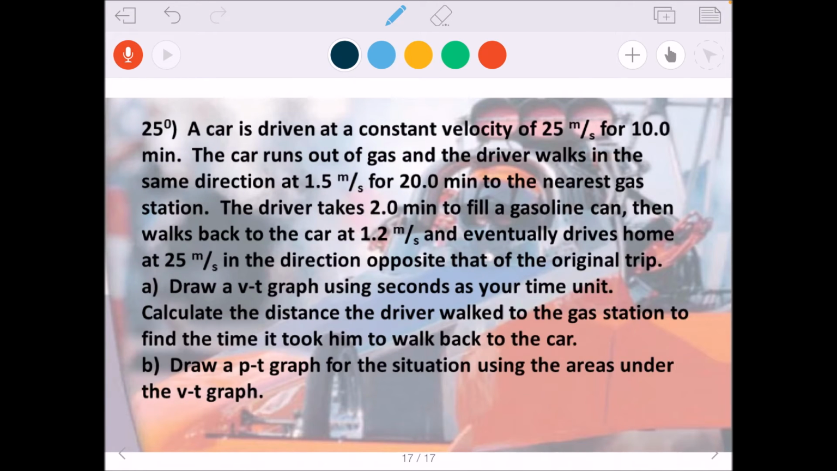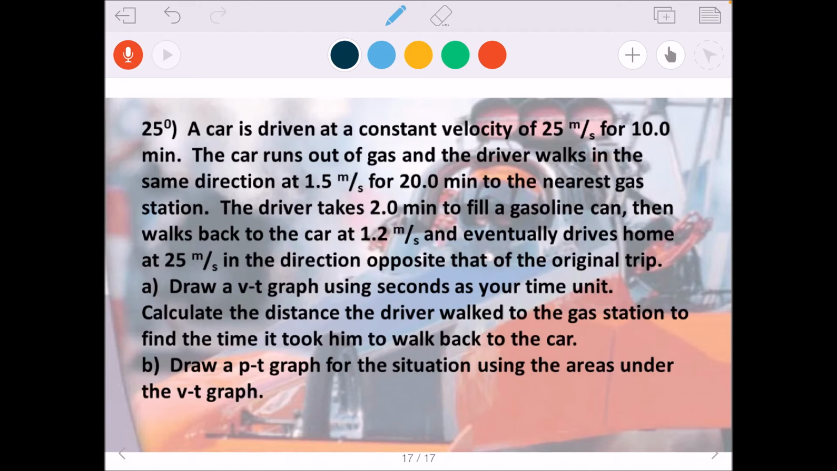Number 25 says a car is driven at a constant velocity of 25 meters per second for 10 minutes. The car runs out of gas and the driver walks in the same direction at 1.5 meters per second for 20 minutes to the nearest gas station. The driver takes 2 minutes to fill a gasoline can, then walks back to the car at 1.2 meters per second, and eventually drives home at 25 meters per second in the direction opposite that of the original trip. Draw a velocity time graph using seconds as your time unit, and then calculate the distance the driver walked to the gas station to find the time it took him to walk back to the car.